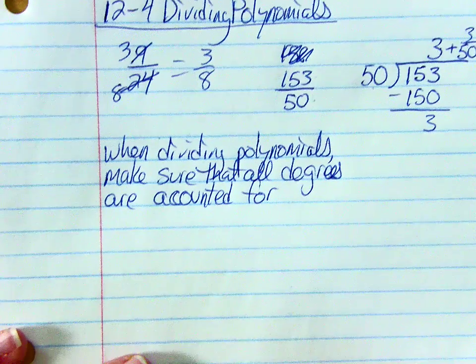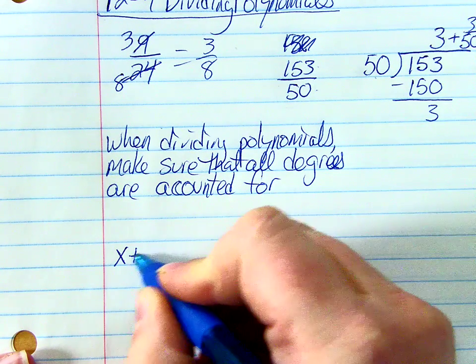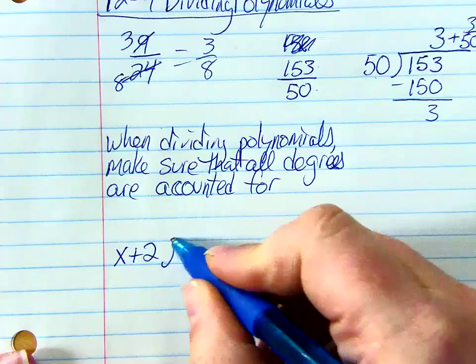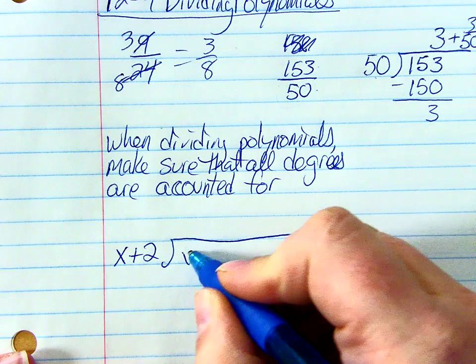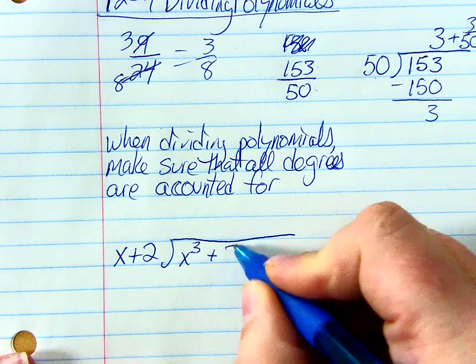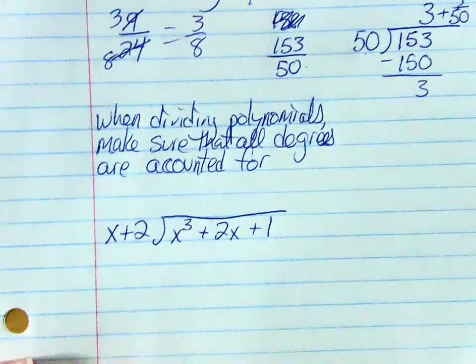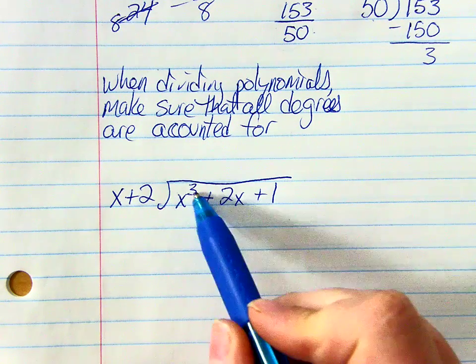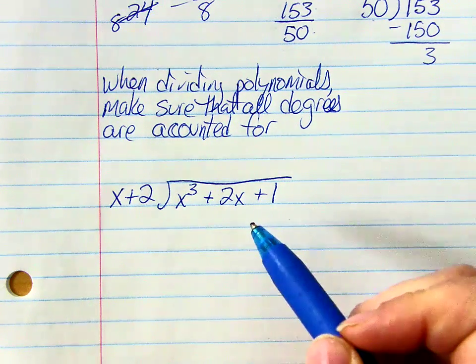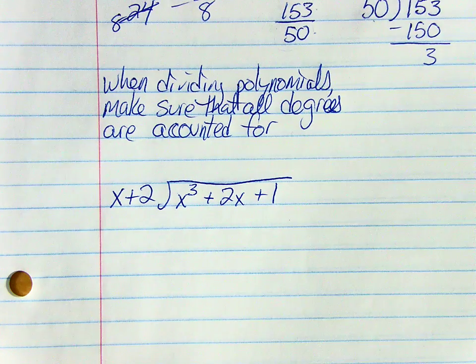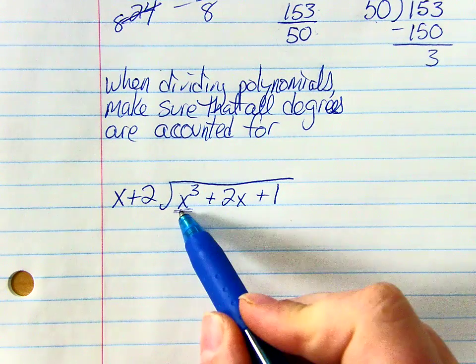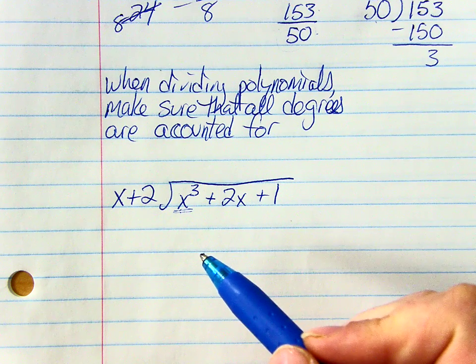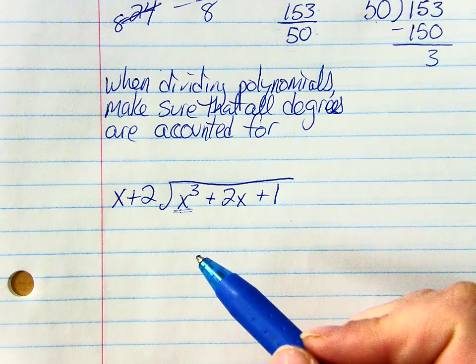So for example, let's say I wanted to do, I don't know, I'm just going to make something up. x plus 2, and I want to divide that into, let's say, x to the third plus 2x plus 1. Well, there's a problem with this. Before I can continue, I need to make sure that I have all degrees represented. So if I take a look here, I'm starting off with x to the third. So if the degree of the entire polynomial is 3, that means I need to have a term for every degree below that. So I have an x to the third term. Do I have an x squared term? No, I don't. So what I need to do is put in what we call a 0 placeholder.